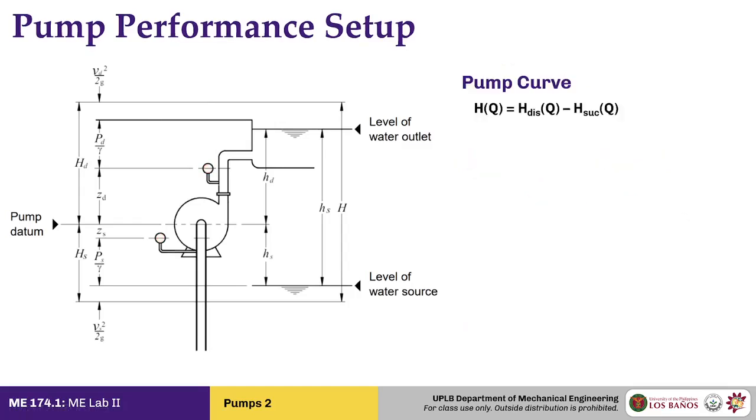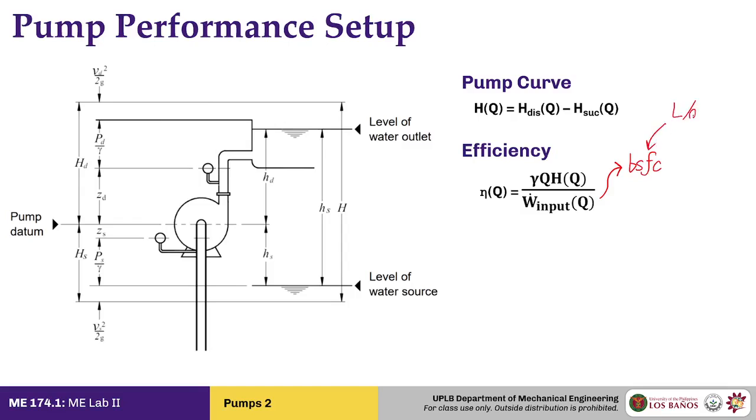So now this is how you calculate the pump curve. For the efficiency, we will use the classic equation for pump power, which is gamma QH. And for the input power, this is the one that we've had the most contention over. There are several ways to calculate the input power. I believe we can rely on the brake specific fuel consumption because you'll be measuring the flow rate of the fuel during the performance test.